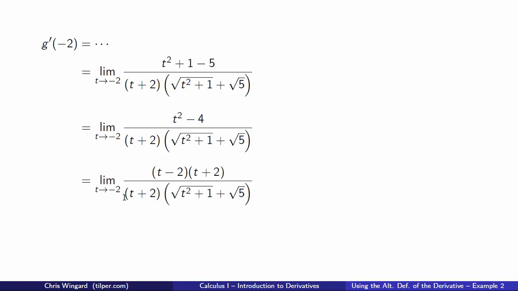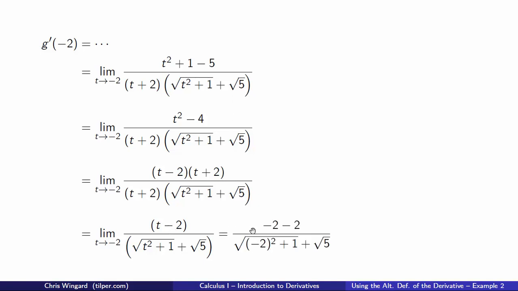So now what we want to do is factor the numerator. So we end up with the limit as t approaches negative 2 of t minus 2 times t plus 2, all divided by t plus 2 times this expression over here. Well, this is great now because our t plus 2 factors can cancel. So when we cancel those, we just end up with the limit as t approaches negative 2 of t minus 2 on the top, and on the bottom we have square root of t squared plus 1 plus root 5. And these parentheses here in this step right here, they're actually not necessary at all. It's not really wrong to have them, we just don't really need them. But anyway, now we can do a direct evaluation.